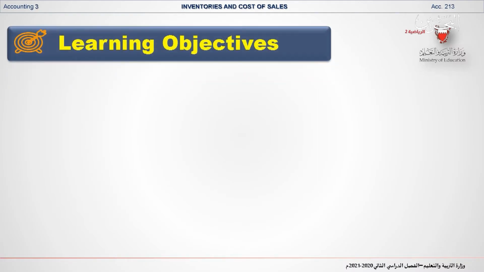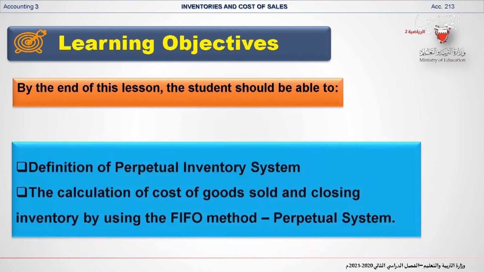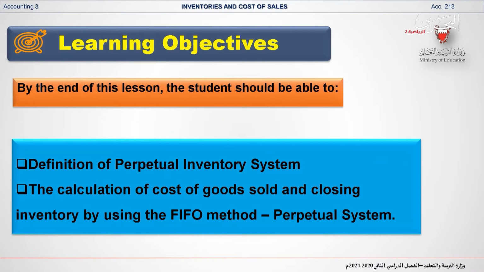By the end of this lesson, you should be able to know the definition of Perpetual inventory system and the calculation of cost of goods sold and closing inventory by using the FIFO method under the Perpetual system. First, I will remind you of main points we explained in last lessons.